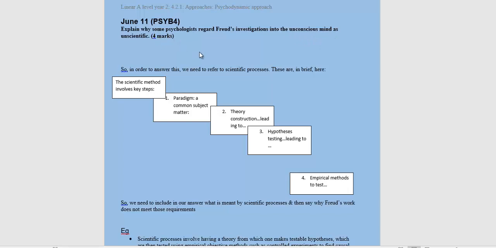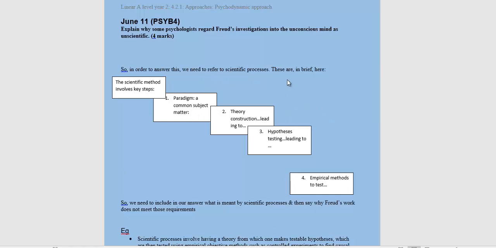This is a 4-marker. You might have seen it as an essay question, but we will study more about the scientific processes in year 2, and you would be able to easily develop this further. Okay, but this is just an introduction, just to show you how to approach this.